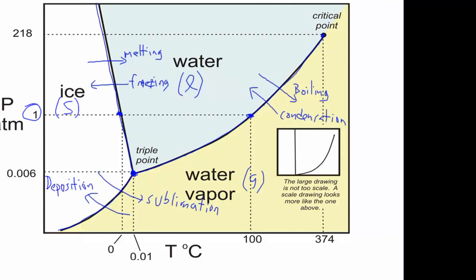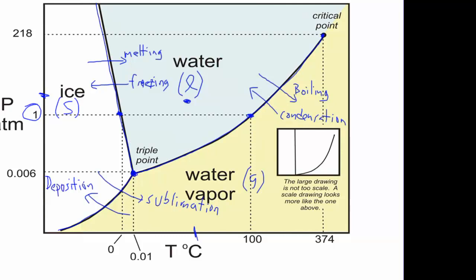If you're given a value, say we found that it's 2 atmospheres and 50 degrees Celsius. So 2 atmospheres, just slightly above this 1. 50 degrees Celsius here, we find a point, we would know we are in the liquid state. You could find any point based on temperature and pressure to see what state of matter it will be in.